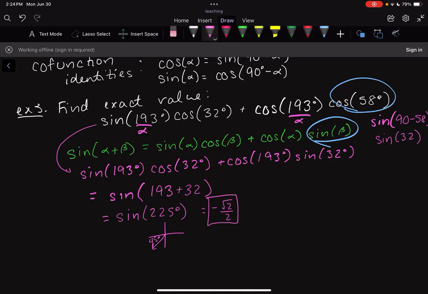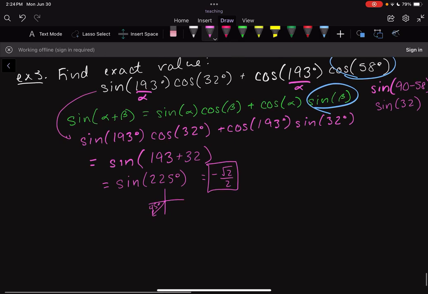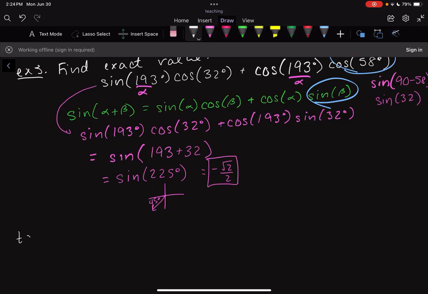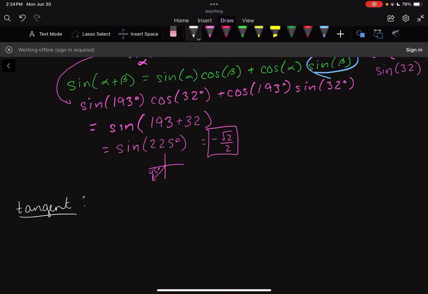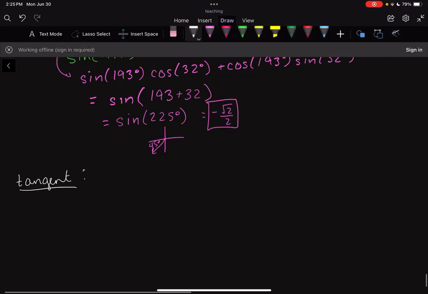So that's all for cosine, we did sine. Now we're going to look at some tangent. So let me put a note here. We're looking at tangent now. I'm going to show you the tangent sum and difference identities first. Again, these are given to you on a formula sheet, which I can show you.